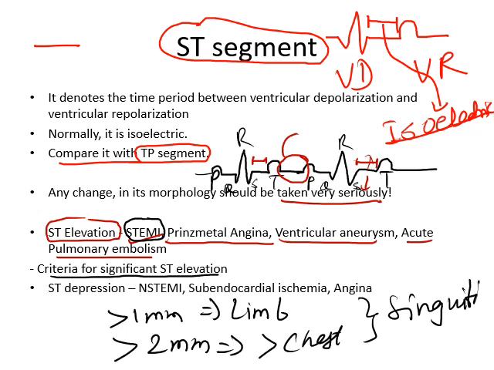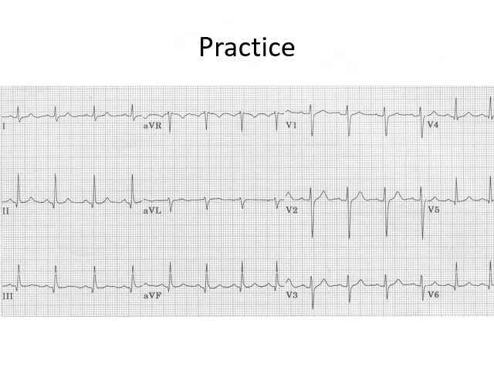Then there is something called ST segment depression. ST segment depression is seen in NSTEMI, that is non-ST segment elevation myocardial infarction, and subendocardial ischemia and angina. The mechanisms of ST segment elevation and ST segment depression I have explained in detail in my videos on myocardial ischemia. As it is not possible to include everything in this lecture due to time constraints, let's interpret this ECG.